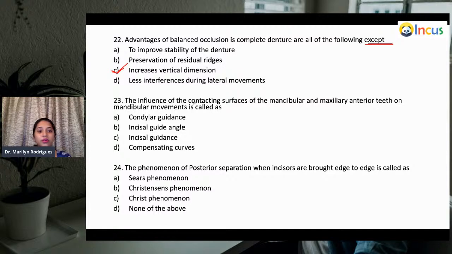Question number 23, the influence of the contacting surfaces of the mandibular and maxillary anterior teeth on mandibular movement is called as the incisal guidance. Okay, 23C. The phenomenon of posterior separation when incisors are brought edge to edge is called as, the answer to this is also B, 24B, that is Christensen's phenomenon. As I said, the posterior separation or posterior disocclusion which happens is called as a Christensen's phenomenon, which we compensate for in our complete dentures by giving compensatory curves.